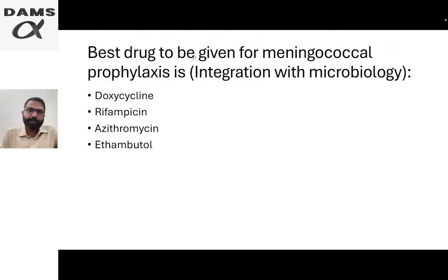There was a question: best drug to be given for meningococcal meningitis prophylaxis. This was a question integrated with microbiology. They have given diplococci and all. So definitely if you know meningococcal, in meningococcal prophylaxis we use rifampicin, but in India we use ciprofloxacin. But ciprofloxacin was not there in the choices, so definitely the answer will be rifampicin.